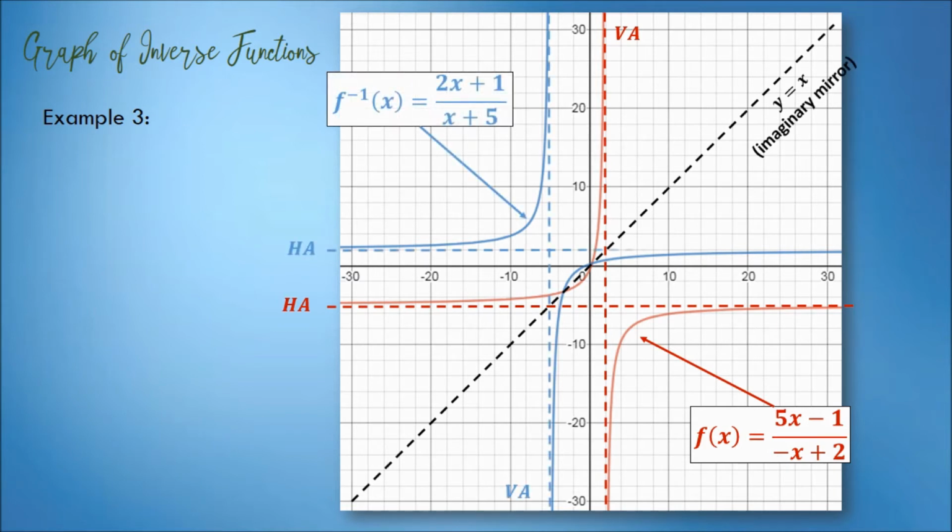Then, the blue graph is the inverse of the given function, f raised to negative 1 of x is equal to 2x plus 1 all over x plus 5. It is the reflection of the original function. Therefore, the asymptotes are also reflected. The vertical asymptote became x equals negative 5, and the horizontal asymptote became y equals 2.